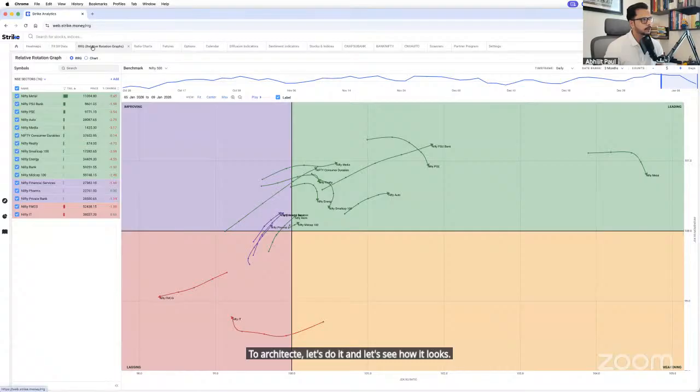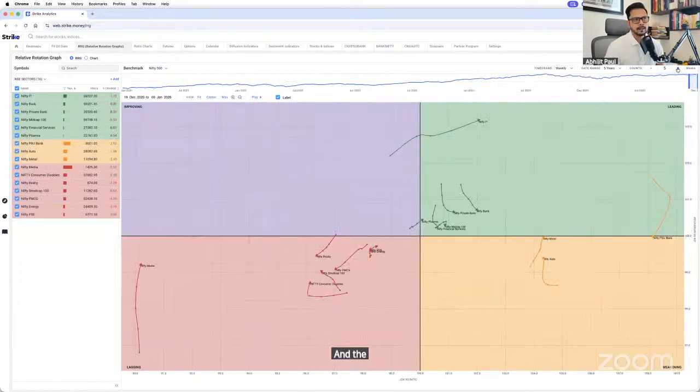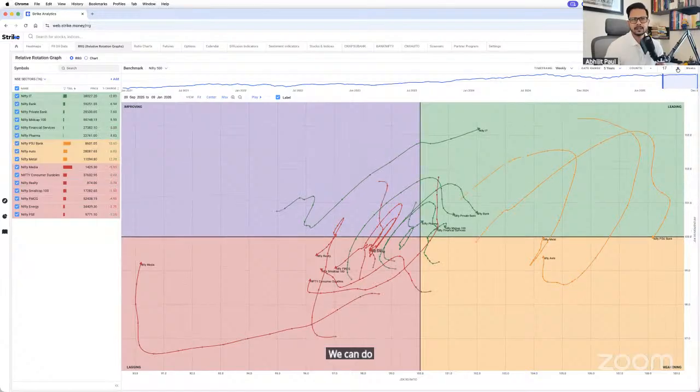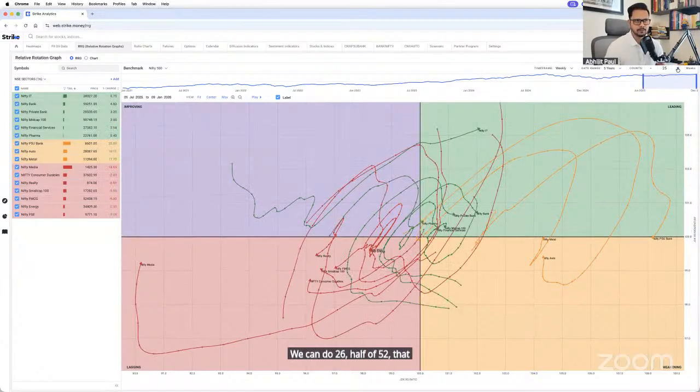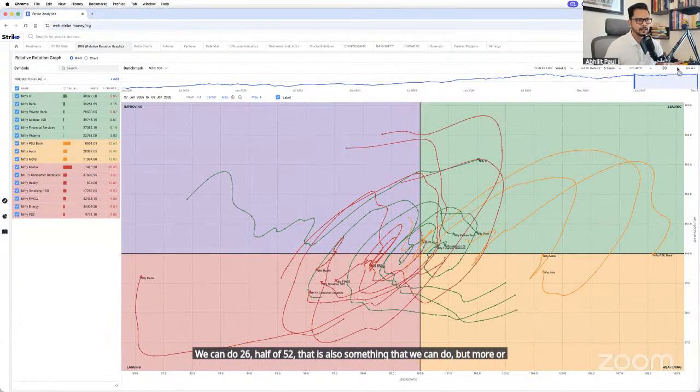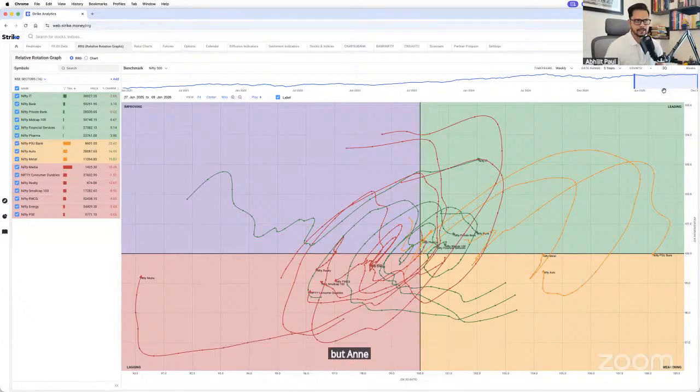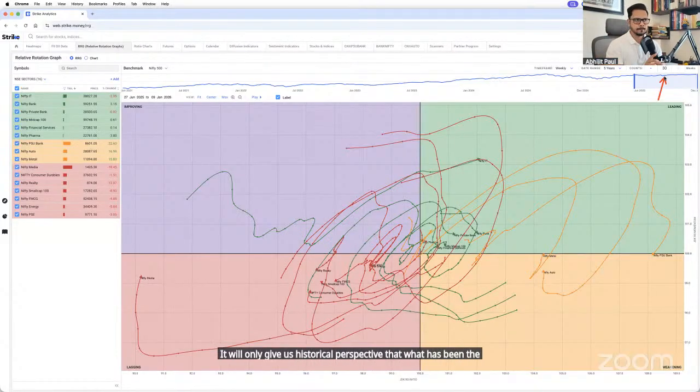We come to the RRG page again. Over here from the daily, we come to weekly. And the count, we will go max. We can do 26, half of 52. That is also something that we can do. But more or less, tail बढ़ाने से, by increasing this count, it will only give us a historical perspective of what has been the trajectory. It's not a bad idea to understand the trajectory for the last 30 weeks.